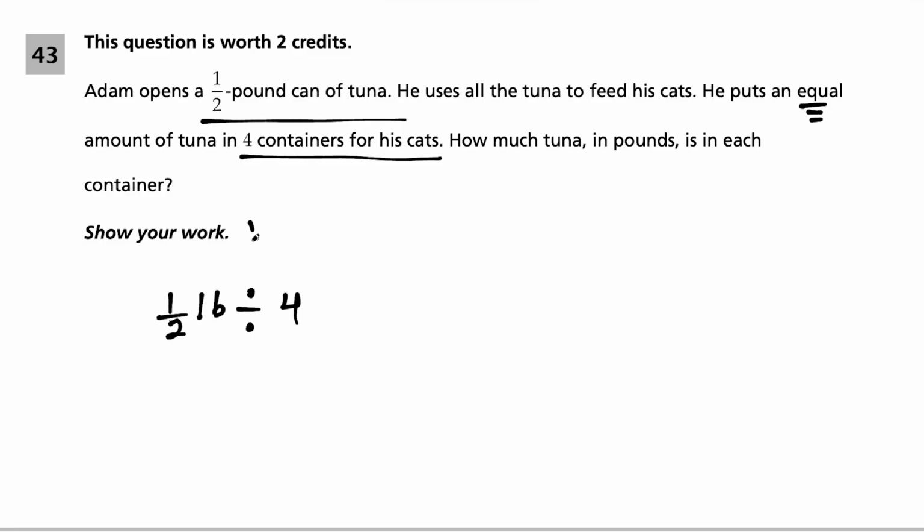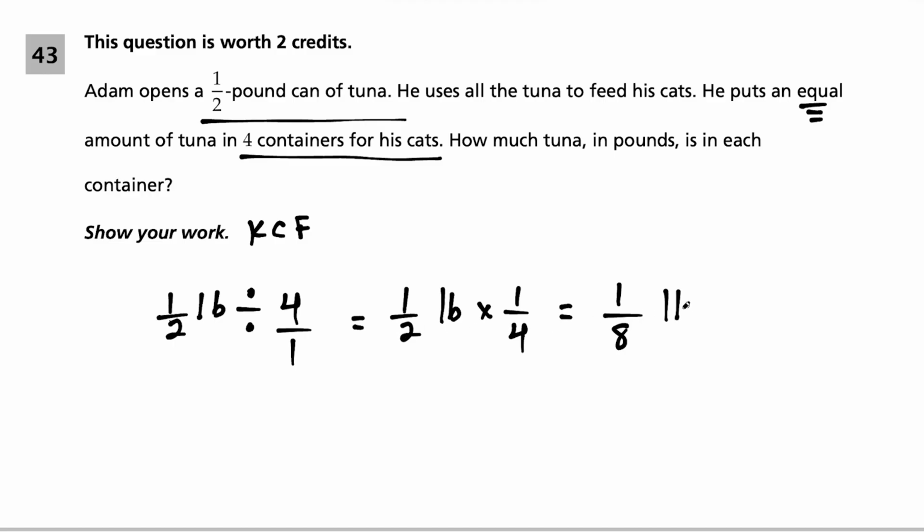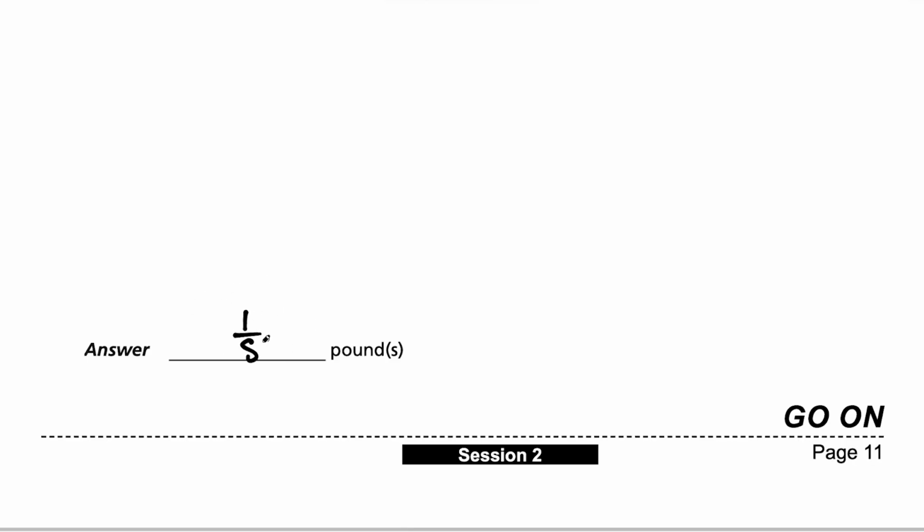And remember from before, the technique we're going to use is keep, change, flip. Okay, so I'm going to call 4 over 1. And now I could rewrite this as we have half a pound and we're multiplying by, so we're doing keep the 1/2, change the operation to multiplication, and we flip 4 over 1 to 1 over 4. And now from here, I just multiply the numerators together. I have 1 times 1 is 1. And then my denominator is going to be 2 times 4, which is 8. Okay, so that means how much tuna in pounds is each cat getting in their container? We're going to have 1/8 of a pound in each container for the cats. So our solution here is 1/8 of a pound for each container.